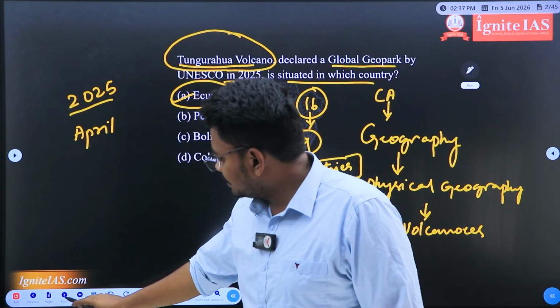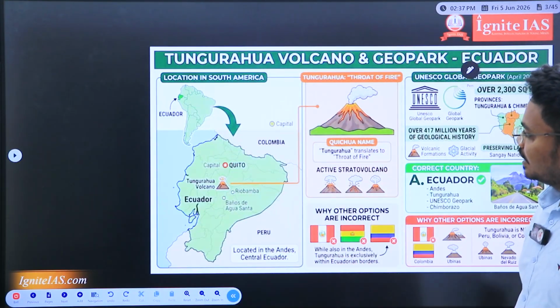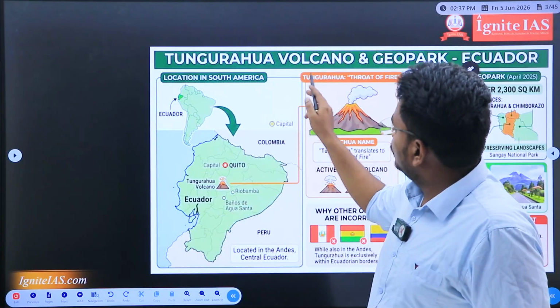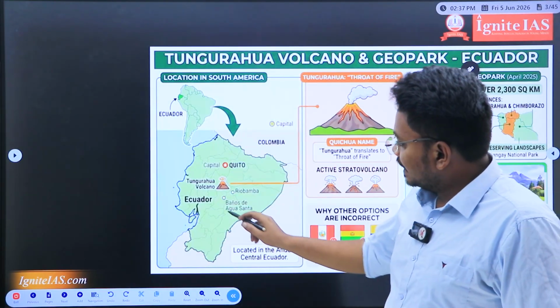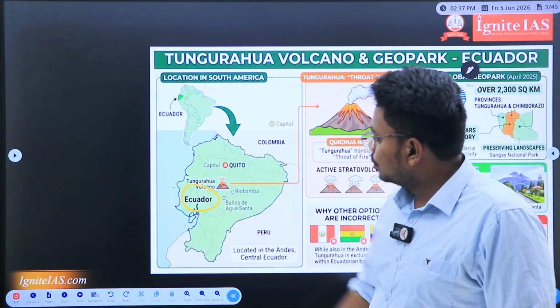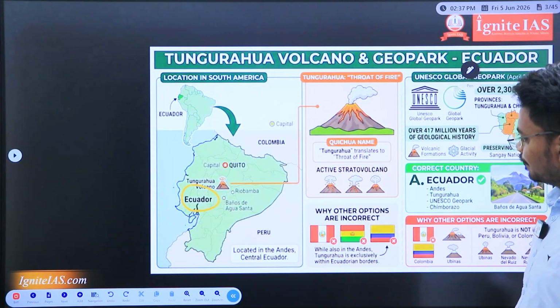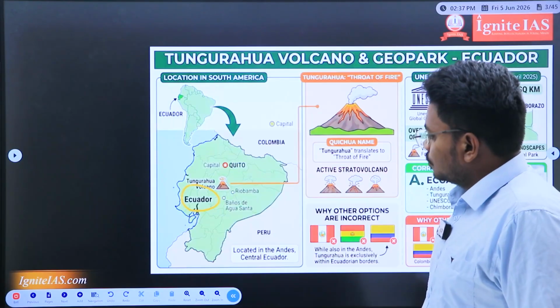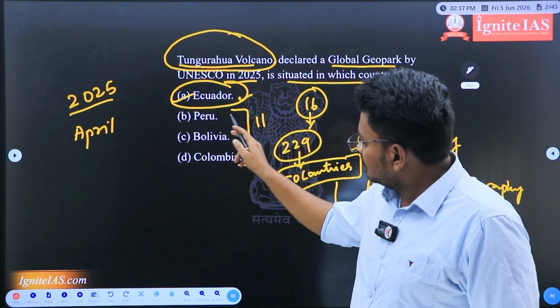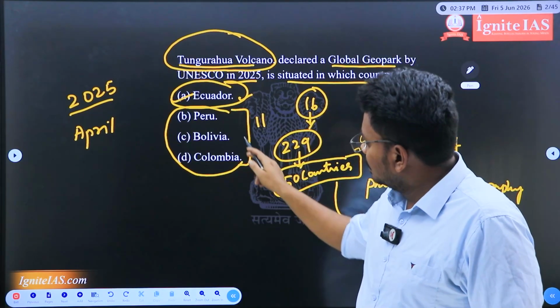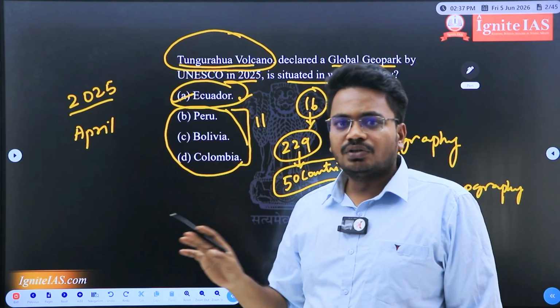Now if you see the explanation slide here, as I told you earlier, this particular Tungurahu volcano is located in the South American continent, in Ecuador. The other countries given in the question, that is Peru, Bolivia and Colombia, were also in the South American continent.